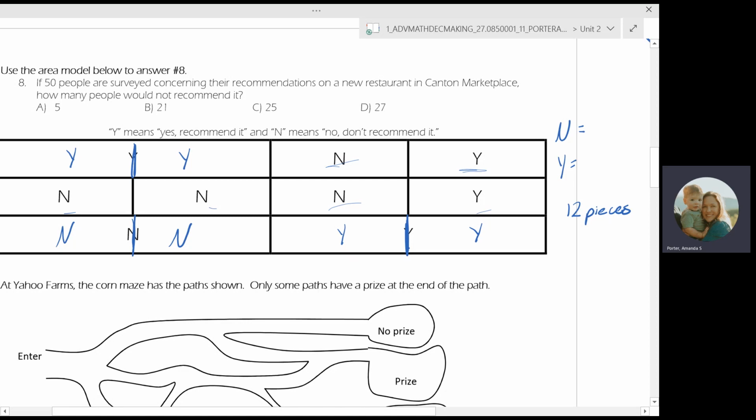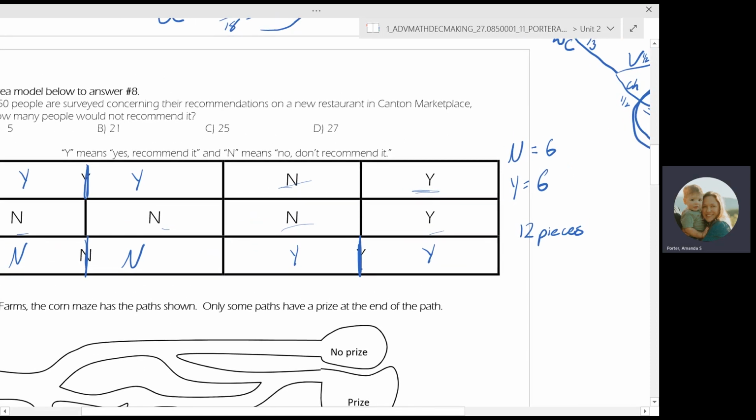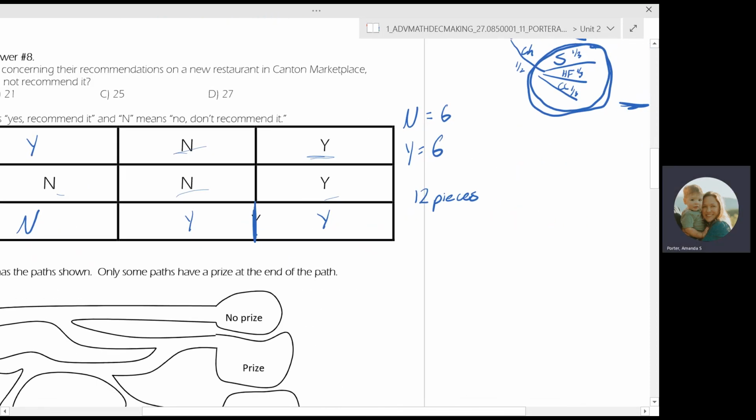Now, how many pieces are no's and how many pieces are yeses? Let's see. So no's are 1, 2, 3, 4, 5, 6. 6 no's. Make sure that's 1, 2, 3, 4, 5, 6. 6 yeses. So the probability of a no is 6 out of 12, or 1/2. The probability of a yes is the same thing.